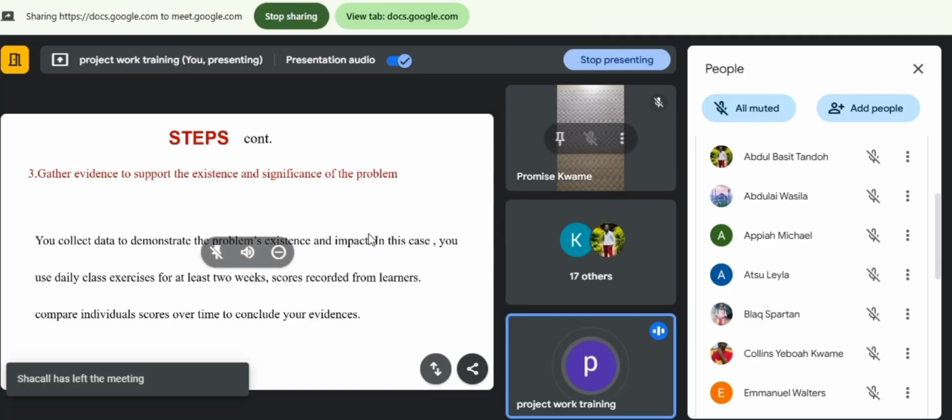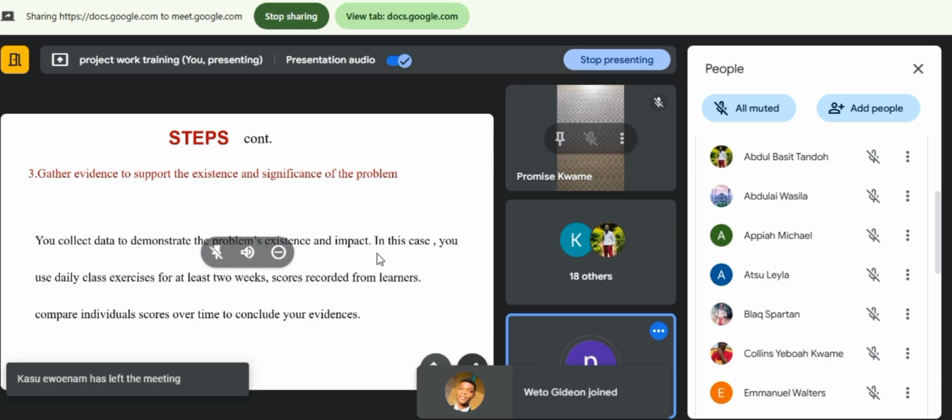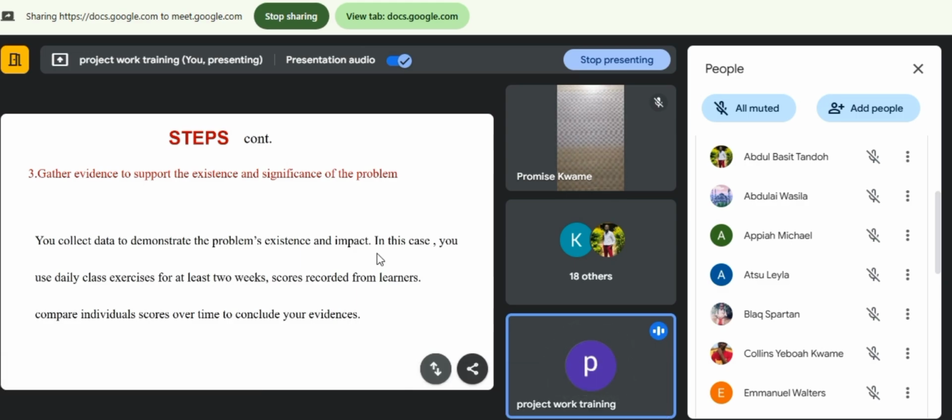So let me throw more light on this. If you want to start an action research topic, you must come along with an evidence-based approach that will show that the problem you are solving exists. How can we know that the topic I am writing an action research work on exists? You have to gather evidence. The evidence can be in the form of scores, observation, or exercises.